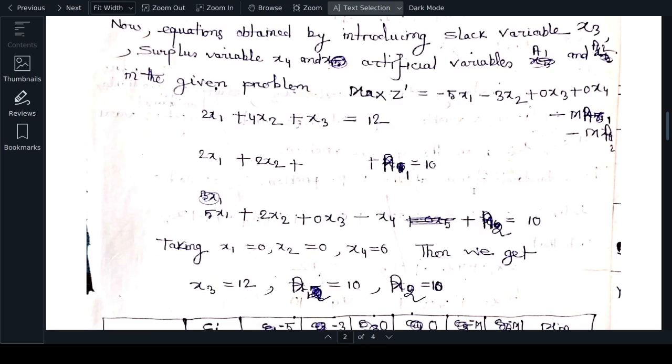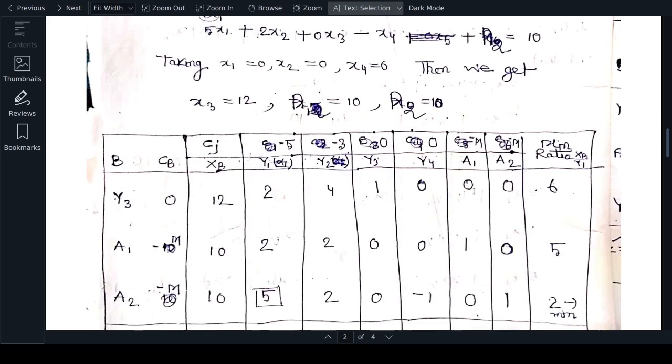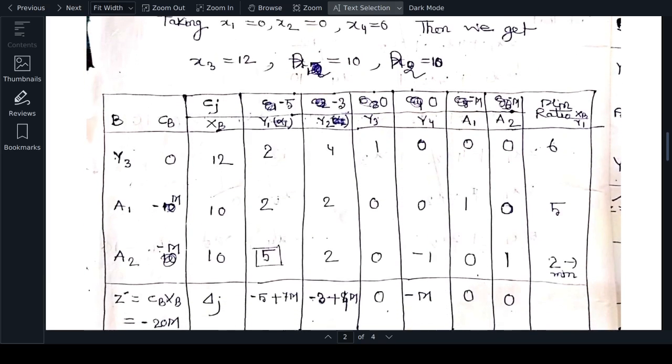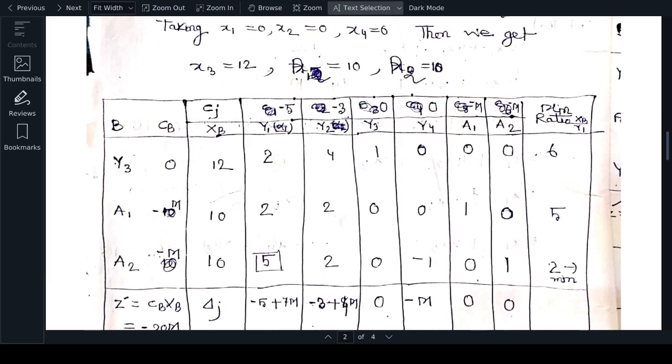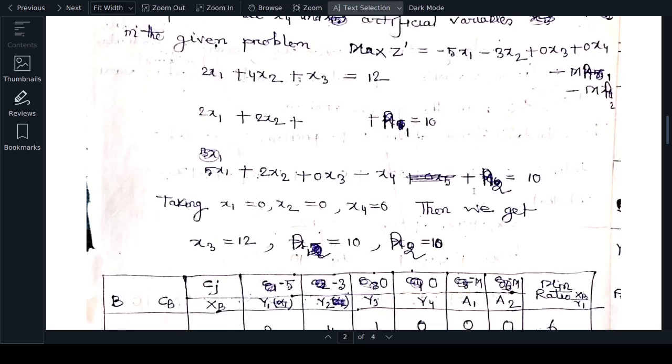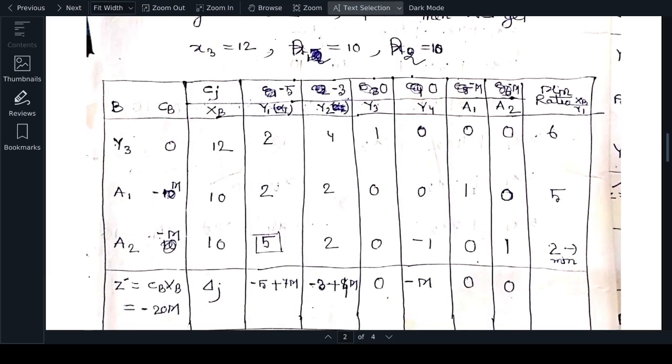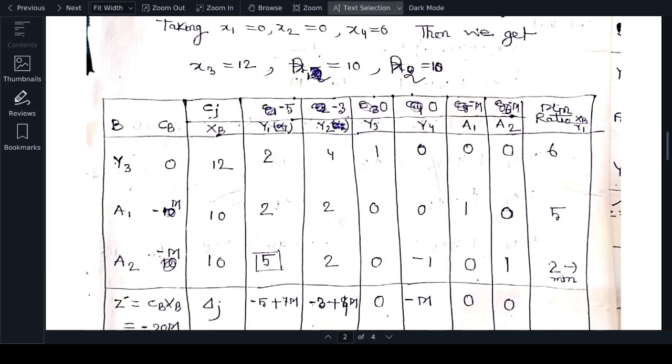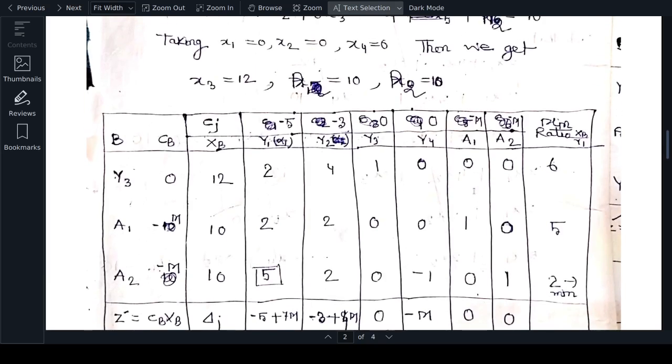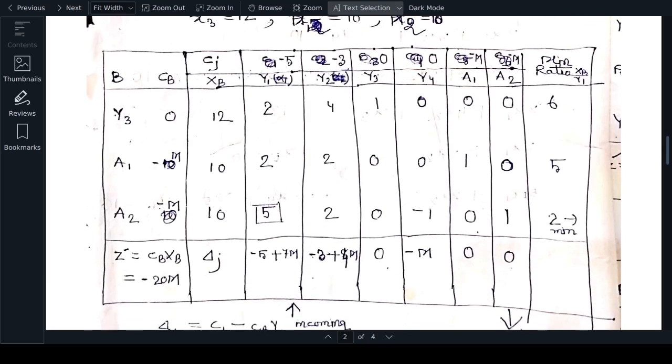Again, minus 3 plus 4M, so this is also positive. But which one is the maximum? Here the coefficient is 7 and there the coefficient is 4. So obviously minus 5 plus 7M is positive and gives the maximum delta J value. So this is our incoming vector.